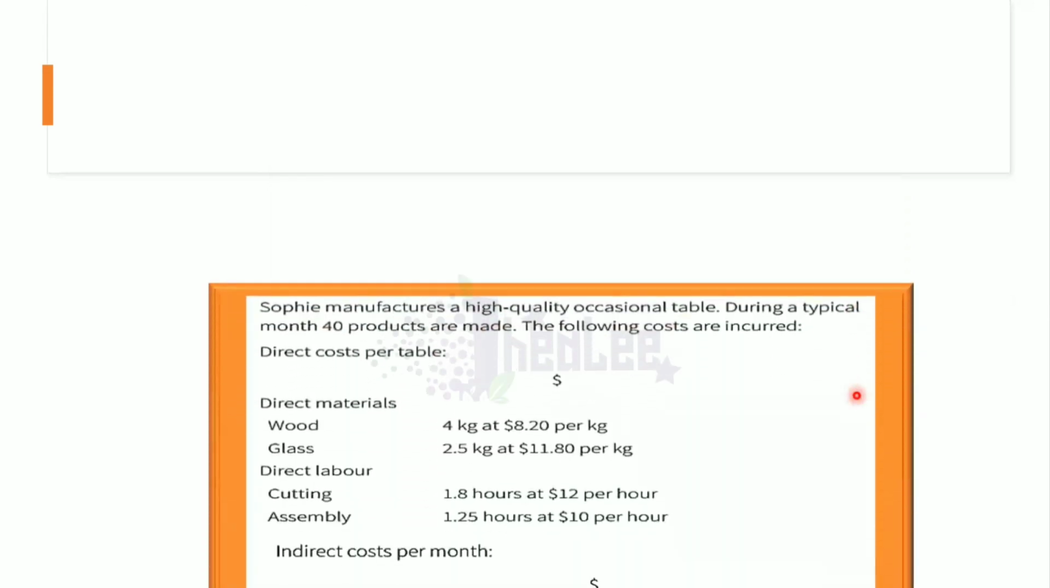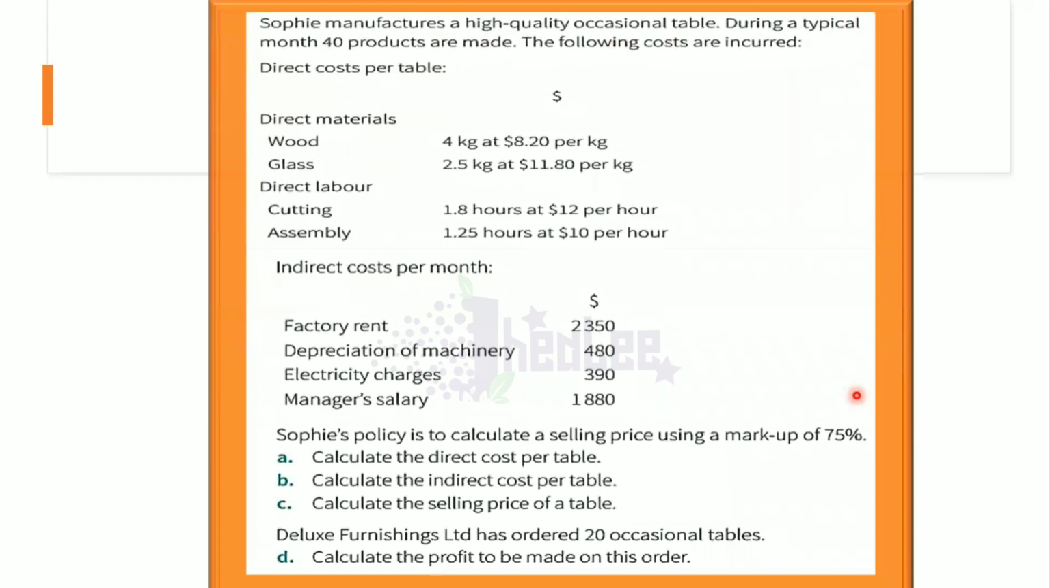Now, let's look at this question that is taken from the Oxford Principles of Accounts text, and it reads, Sophie manufactures a high-quality occasional table. During a typical month, 40 products are made. The following costs are incurred. Direct cost per table, you have costs relating to direct materials, and they use wood and glass. Direct labor, they have a department for cutting and one for assembly.